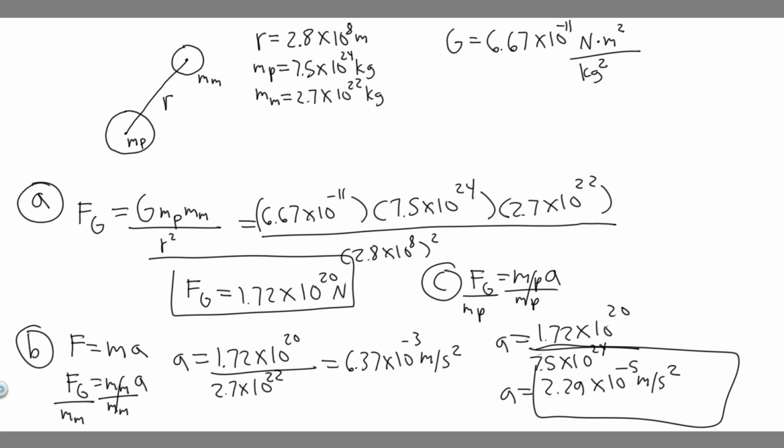Keep in mind what this is. This is the acceleration of the planet, so you can denote it a sub p, and this was the moon. So this is your answer to A, the gravitational force. Your answer to B was this right here, 6.37 times 10 to the minus 3, and then this was your answer to C. So these are your answers, and hopefully you found this useful.